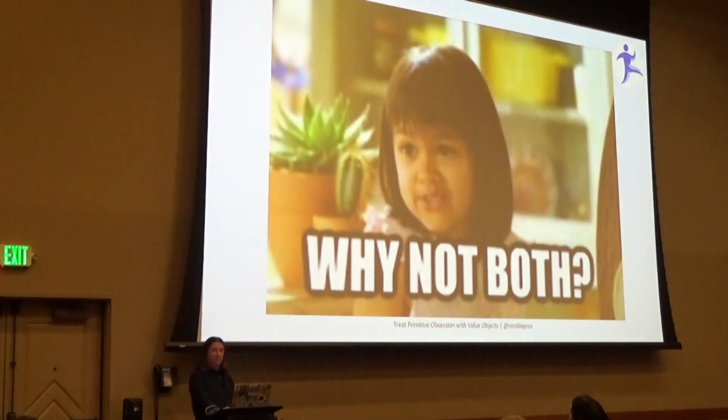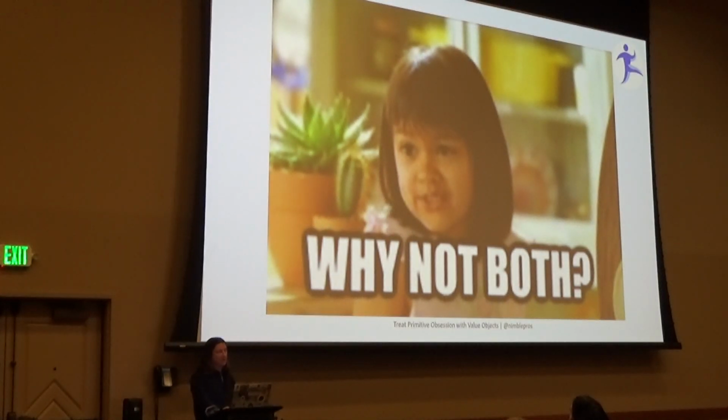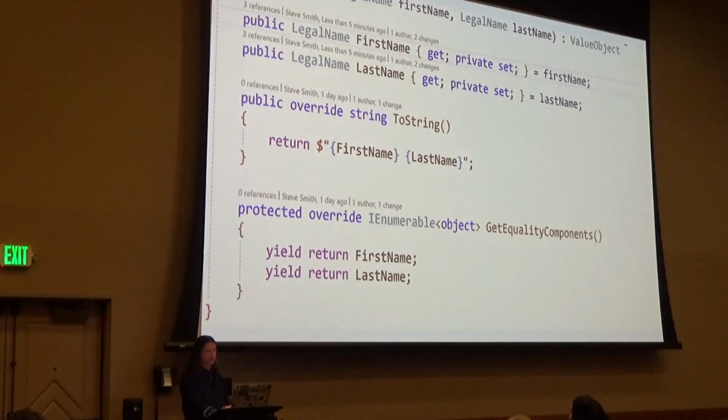Okay, so why not both? Why don't we take our composites and use this value object base type, but make the things that those are compositing be Vogen value objects instead of primitives? And so here's another example of a name value object, which would have whatever your rules are for legal name for the first name and legal name for the last name instead of strings, right?